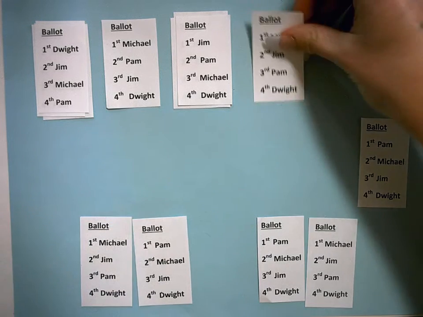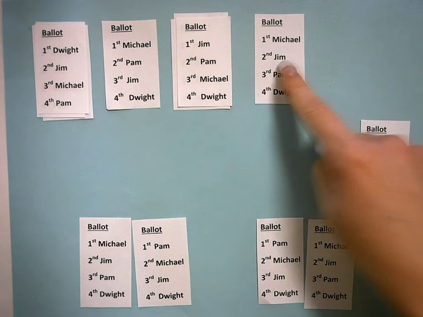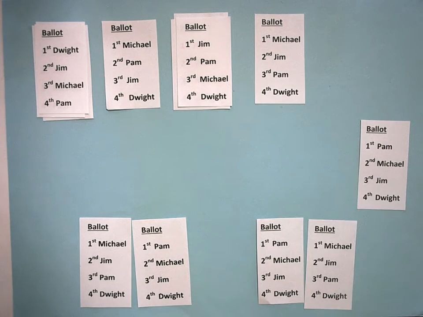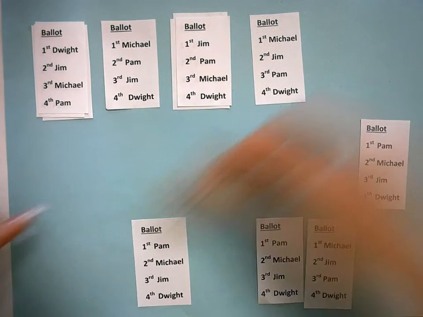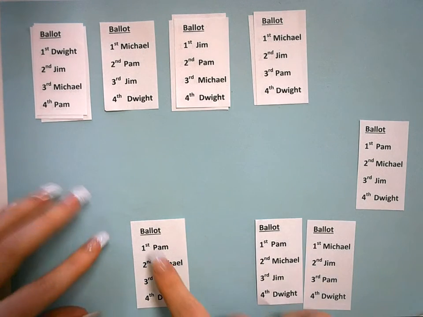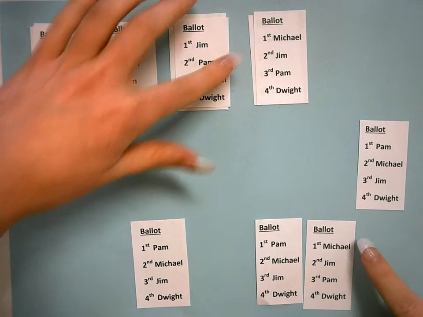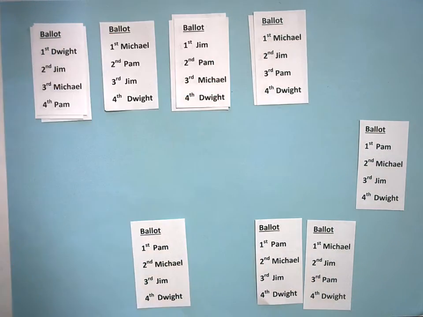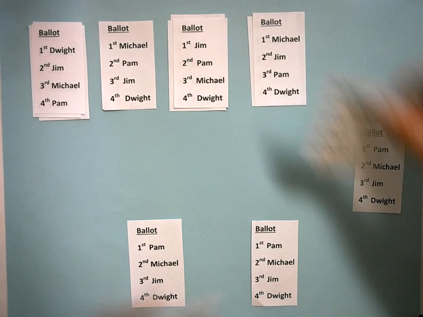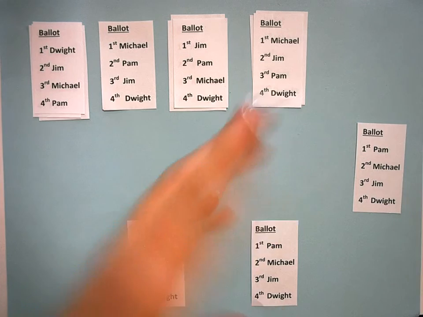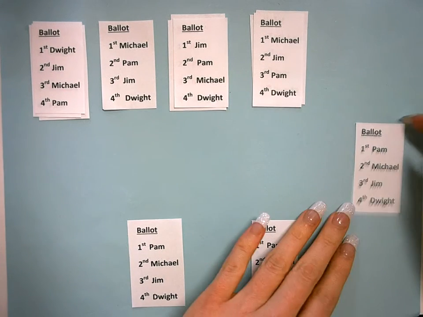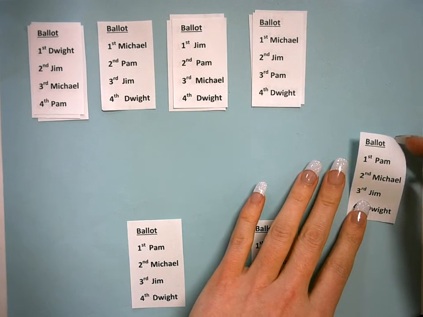So now I'm just going to randomly pick another one. I'm going to go with this one. Michael first, Jim second, Pam third, Dwight fourth. So I'm looking for Michael. Oh, here's Michael, Jim, Pam, Dwight. Okay, that's exactly the same. That goes into that group. And then there's a Pam, and then here's a Michael, Jim, Pam, Dwight. Exactly the same again. So that goes into that group. And then, okay, there's no others. So I'm going to start another group.